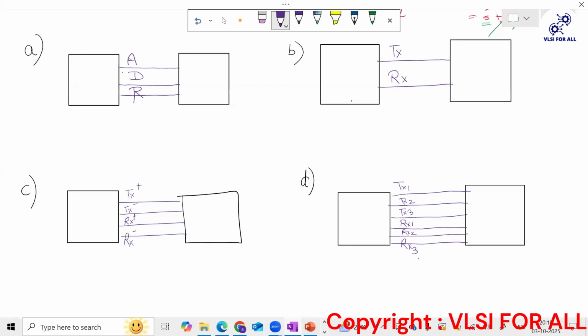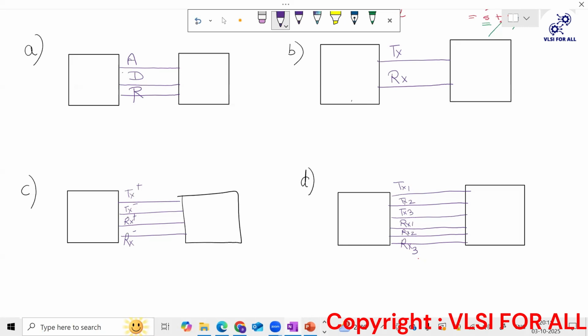A and D are parallel. B and C are serial. What about others? Tell me, guys. These are TX, RX, right? You can consider master slave, host device, whatever you want. I gave you 4 options, and I connected channels or interface.